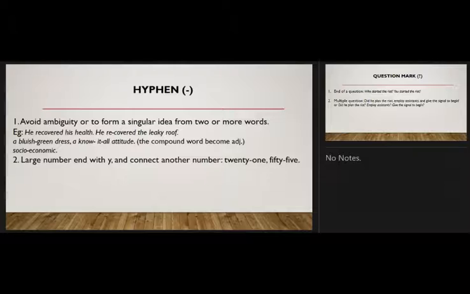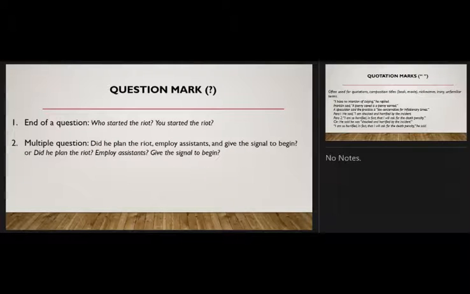And then a bluish-green dress, a low-income attitude. In these examples, the compound words become adjectives, as in the socio-economic. Second, when a number ending in y connects to another number, then we need to use a hyphen between them, like 21, 55.